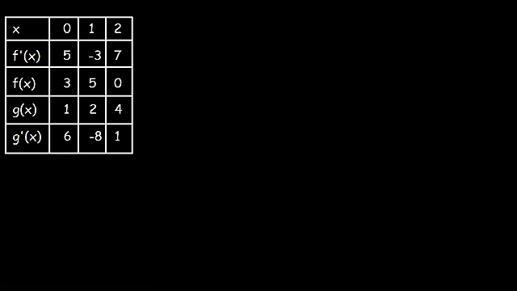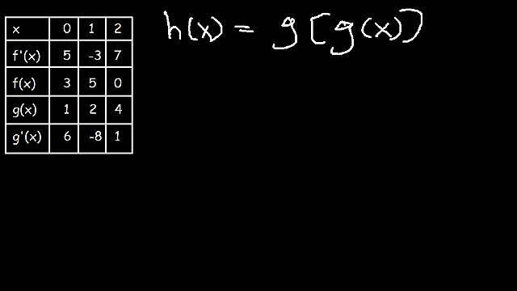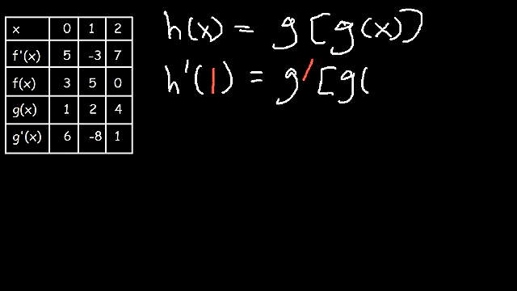So this is going to be the final example for today. So let's say h of x is equal to g of g of x. Calculate h prime of 1. So what is the derivative of g of g of x? It's going to be g prime, the derivative of the outside part. We're going to keep the inside the same, but instead of x, we're going to write 1, so g of 1, times the derivative of the inside part, so g prime of 1.